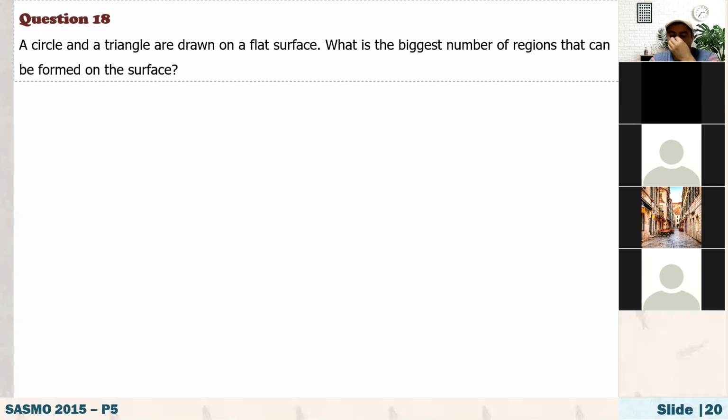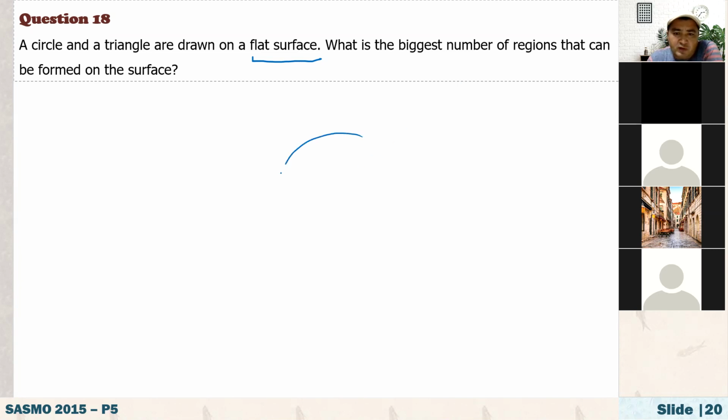Maybe I didn't understand the question, but I got the answer 5. Yes. Now here, suppose that here the computer screen, as you see the white part, that is a flat surface. The surface means it doesn't have boundary here. If they say a rectangular piece of paper, at the time you may just imagine a rectangular piece of paper. So here's surface paper. What is the biggest number of regions that can be formed on the surface? A circle and a triangle, right?